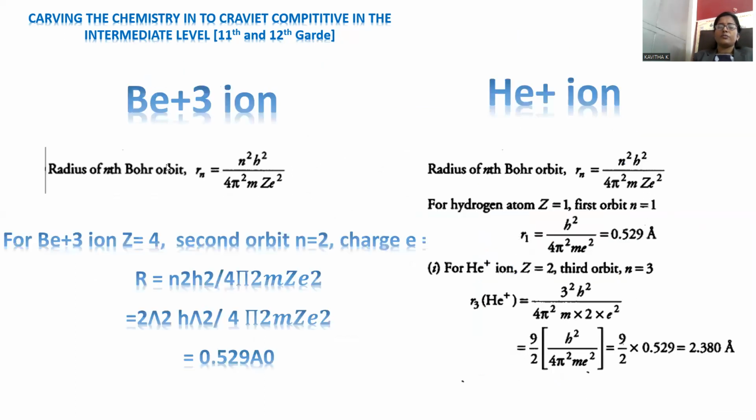Move on to another option, beryllium plus 3. For beryllium plus 3, the atomic number is 4, the second orbit can be taken, and the charge will be plus 3. If you substitute all the values, it is calculated as 0.529 angstroms. After the calculation, the radius is 0.529 angstroms.